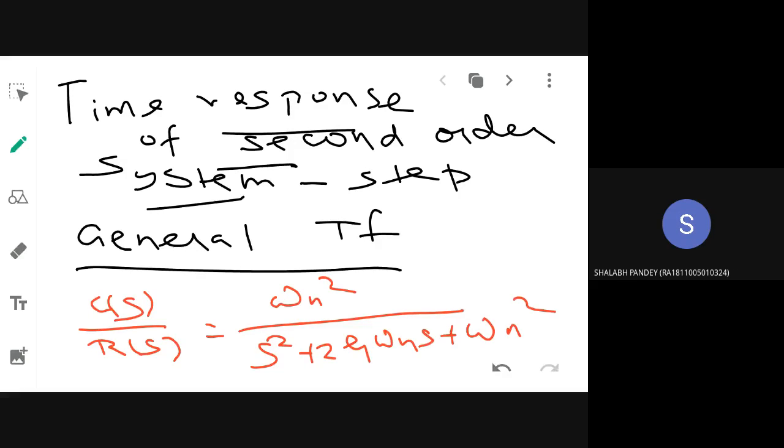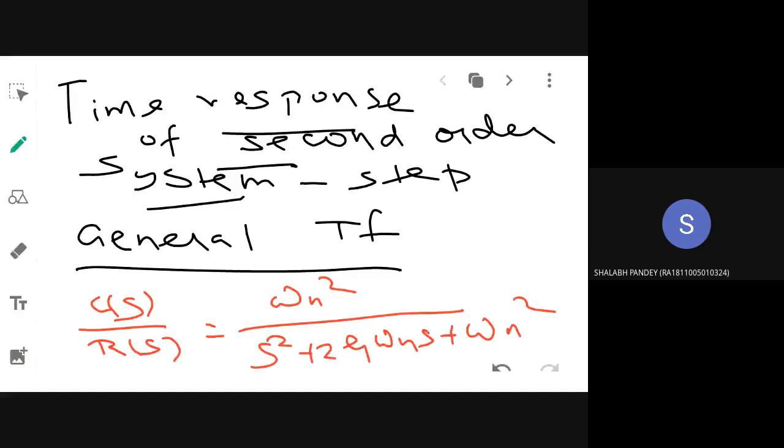We have also learned how to derive the response if a unit impulse is applied. Today, in the same way, we are going to learn how to derive the time response of a second order system. Here we are going to deal with only unit step input.